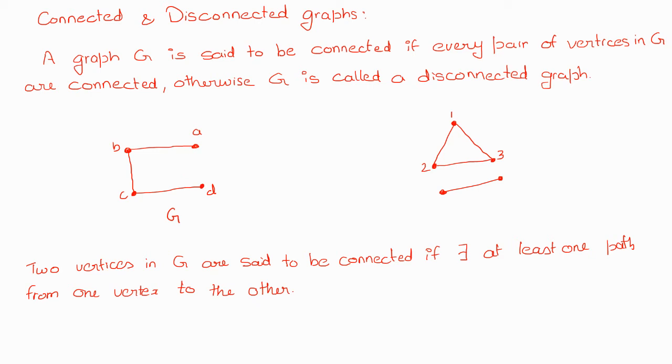Now suppose that you want to go from A to C, then there exists a path to go from A to C. You will go to C from A via A to B and B to C. That means you are able to reach any vertex from any of these four vertices, right? And you can even go from A to D. Like you will go to B first, then to C, and then you will go to D. That means all these four vertices are connected to each other. Therefore, this entire graph is called a connected graph.